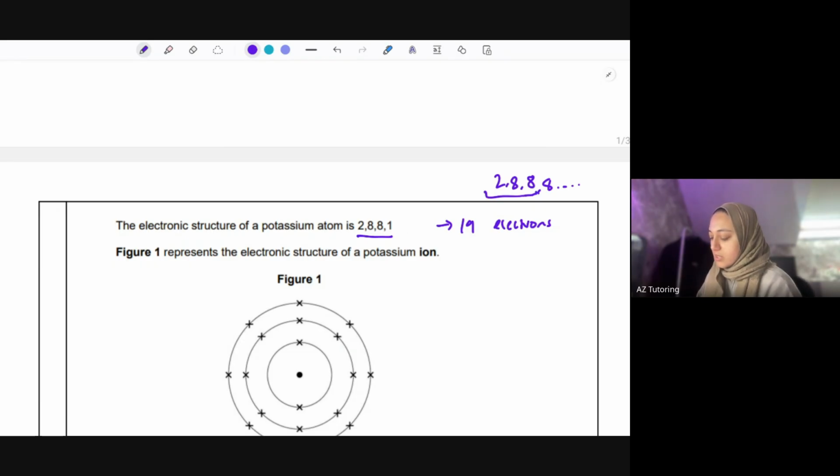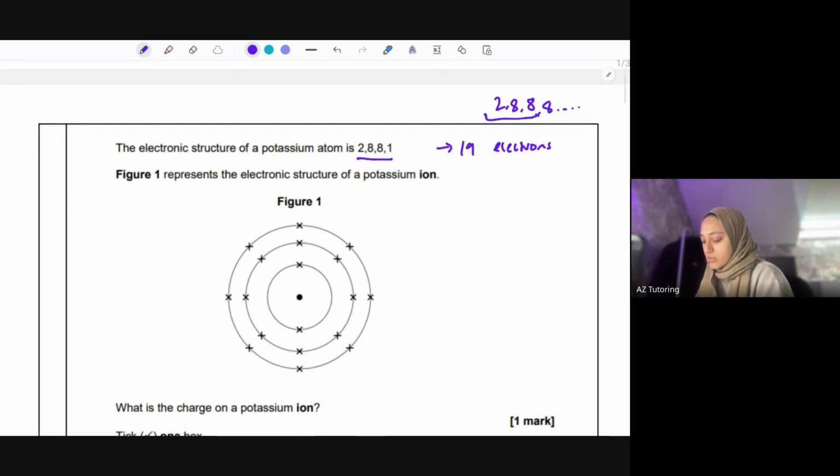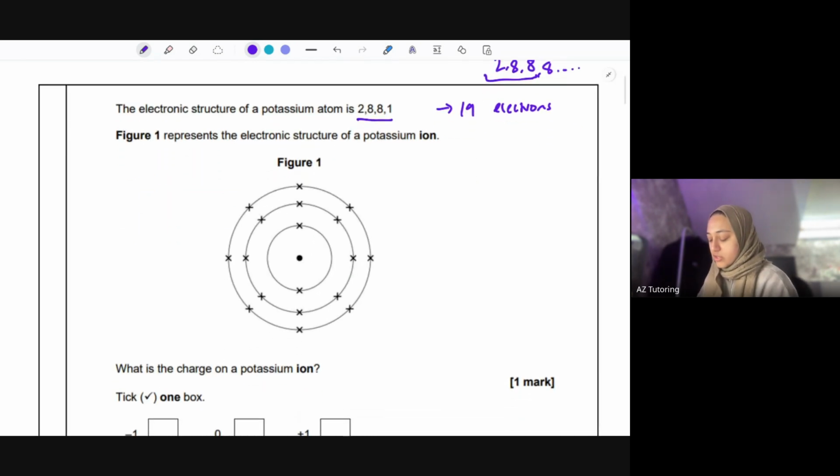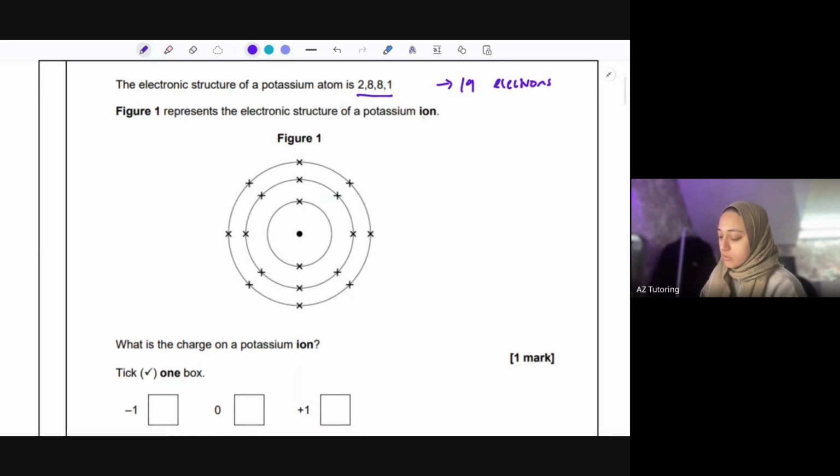So as you can see with the 19 electrons, 2 plus 8 is 10, 10 plus 8 is 18, and then 18 plus 1 is 19. So that's where 2881 comes from. They've drawn the electronic structure of the potassium ion as well. So 2 in the first shell, and then the next shell's got 8, the next shell's got 8. Oh, potassium ion. Okay, I didn't see that.